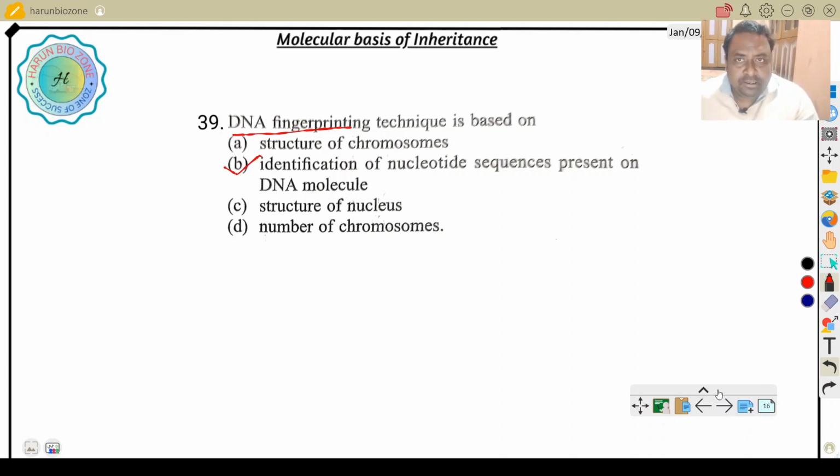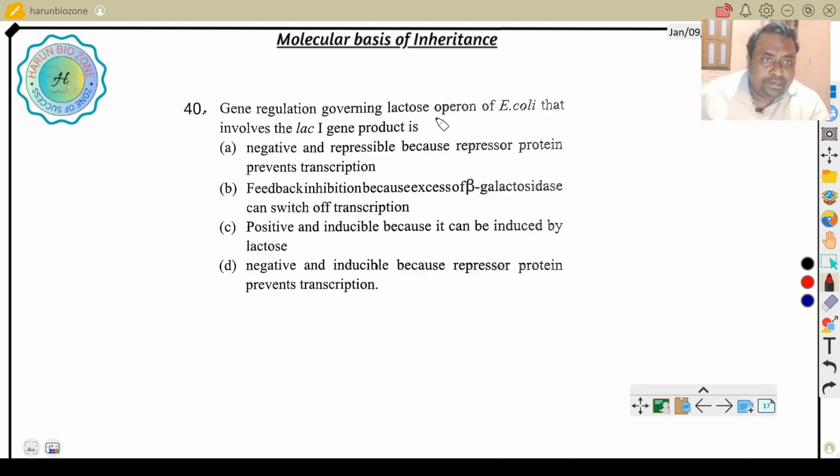Right answer. Gene regulation governing the lactose operon of E. coli that involves the LAC-I gene product. The LAC-I gene product means repressor protein, okay. Negative and repressible, because repressor protein prevents transcription, okay. Positive and inducible, because it can be induced by lactose.